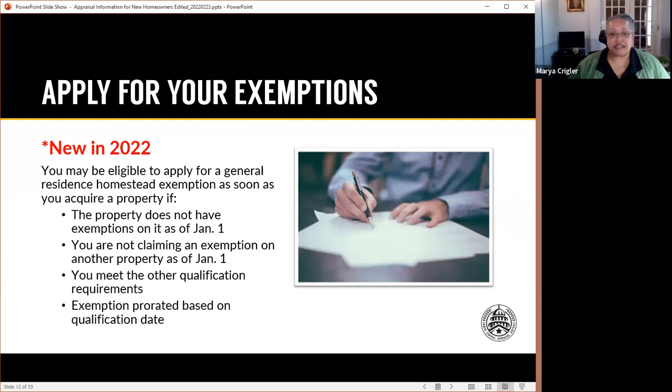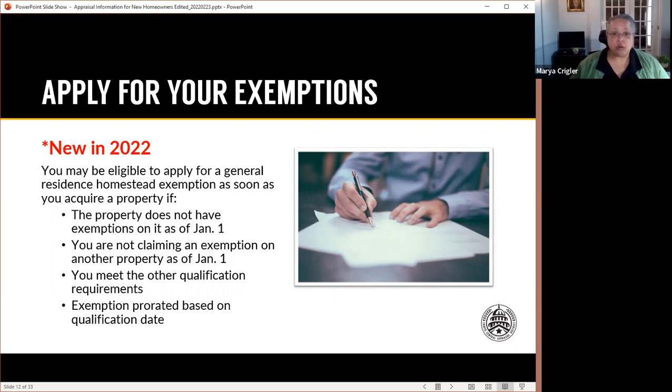General homestead exemptions cannot be ported or transferred to other properties. Only over 65 or disabled persons exemptions can be transferred. So a general homestead exemption, once it's claimed, is on that property for the remainder of the year and cannot be moved to another property until the following year. And then you have to meet the other qualification requirements for the exemption. It has to be your principal place of residence, and you have to own and occupy that property.